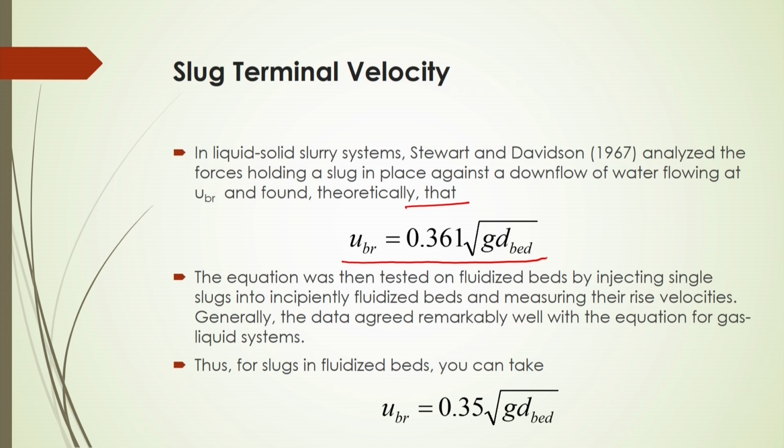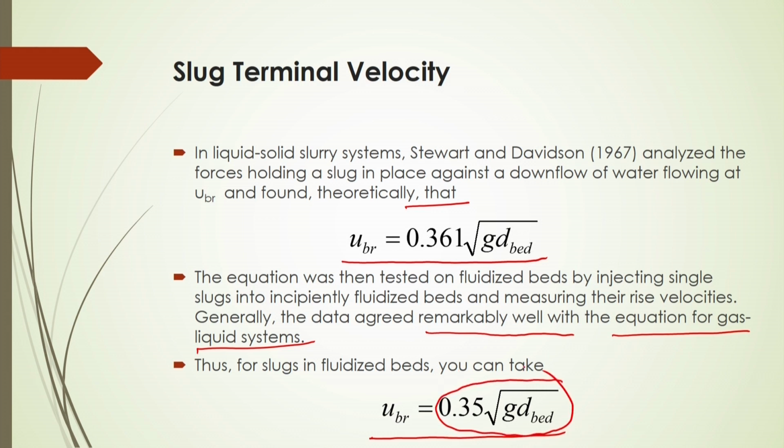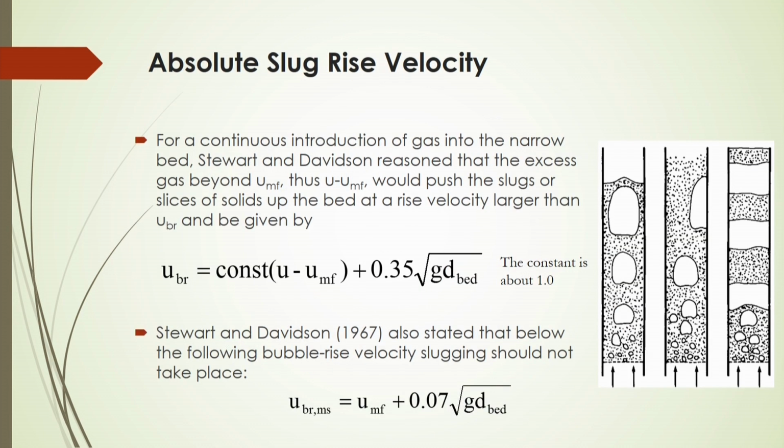Generally, the data agreed remarkably well with the equation for gas liquid systems. Thus, for slugs in a fluidized bed, you can take UBR, that means the bubble rise velocity for the slug, to be equal to 0.35 into root over g into d bed. So, in this way you can estimate what the slug terminal velocity should be. Now, if more than one slug is rising and they disturb each other, then of course there will be some absolute slug rise velocity which will be considered in that case.